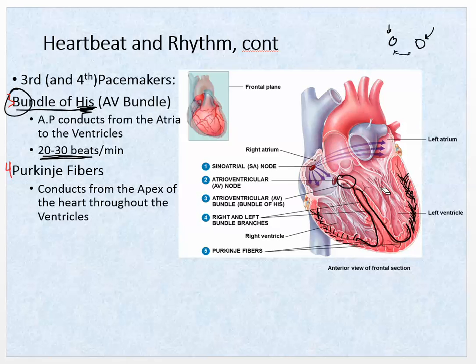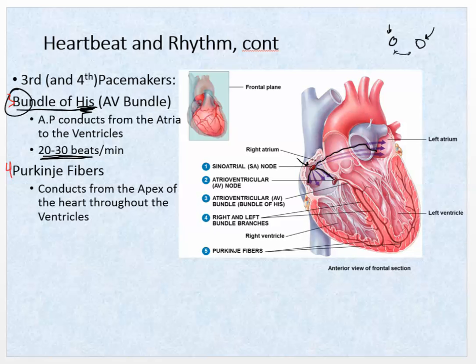Okay, so if we look at what actually happens during a normal heartbeat, the SA node depolarizes, and this is the one that's probably running you right now, unless you have a pacemaker or an artificial pacemaker. This is the one that has to be going all the time. As soon as it depolarizes, it will send signals out to the rest of the atria, and then all of the atria depolarize at the same time.